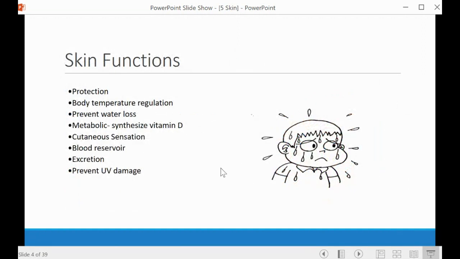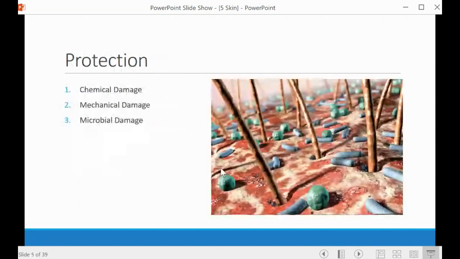So what does your skin do? Well, its big job is protection. It's to protect you, right? It's going to do body temperature regulation. It helps us to prevent water loss. It's metabolic, so it helps to synthesize vitamin D. It has cutaneous sensation, right? When you touch your skin, you can feel it. It is a reservoir for blood, and its job is excretion, getting rid of bad stuff, and it helps to prevent UV damage.